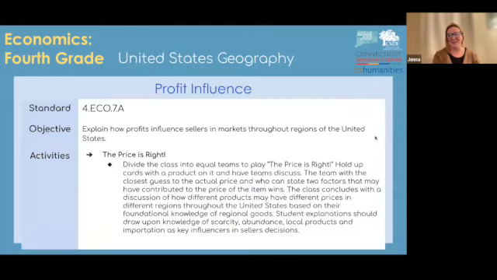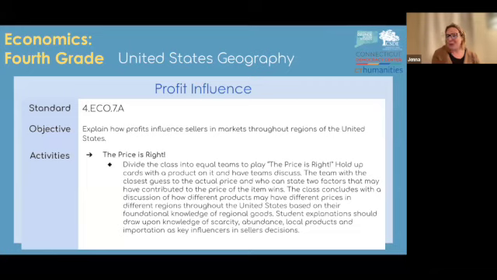And our last standard for 4th grade truly explains how profit influences sellers and markets throughout regions in the United States. So the first game really draws upon foundational knowledge that would need to be required from prior years. So on the next few slides, you're going to see that there are some just refreshers that I've pulled from our prior series in 2nd and 1st grade on activities, just to make sure that students have an awareness of scarcity, abundance, local products, importation, etc.